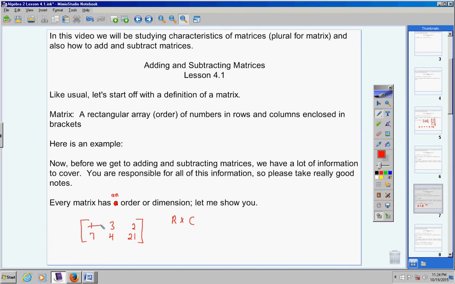So count the rows. Are you ready? 1, 2. How many rows did I have? 2. Now count the columns. 1, 2, 3. How many columns did I have? 3. So we call this a 2 by 3. If you call this a 3 by 2, you would miss it. That is wrong. The rows must come first. The columns must come second. This is a 2 by 3 matrix. Got it? Try another example. How about this one? Copy this in your notes. What if I had a really long matrix like this?